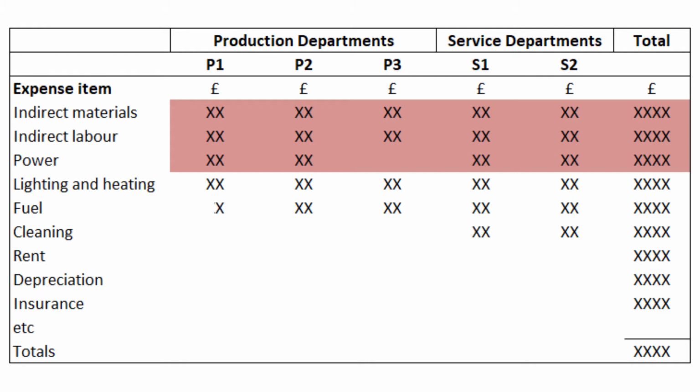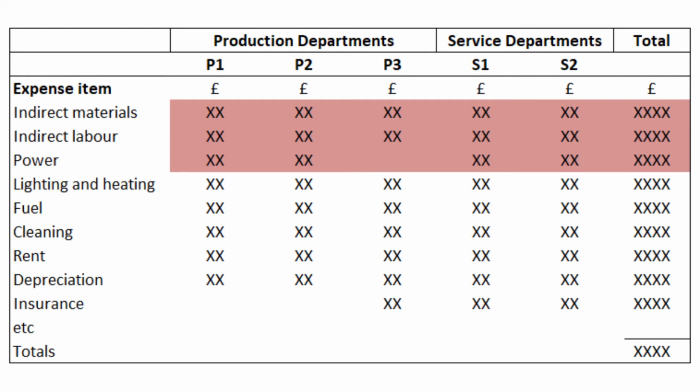Factory rent and insurance might be apportioned between departments on a basis of floor area occupied, so bigger departments will take a bigger share of these expenses. Supervision costs might be apportioned between departments on a basis of numbers of workers in that department, and so on. We will continue allocating and apportioning overheads to each of the departments. Finally, we will have a worksheet which looks something like this.